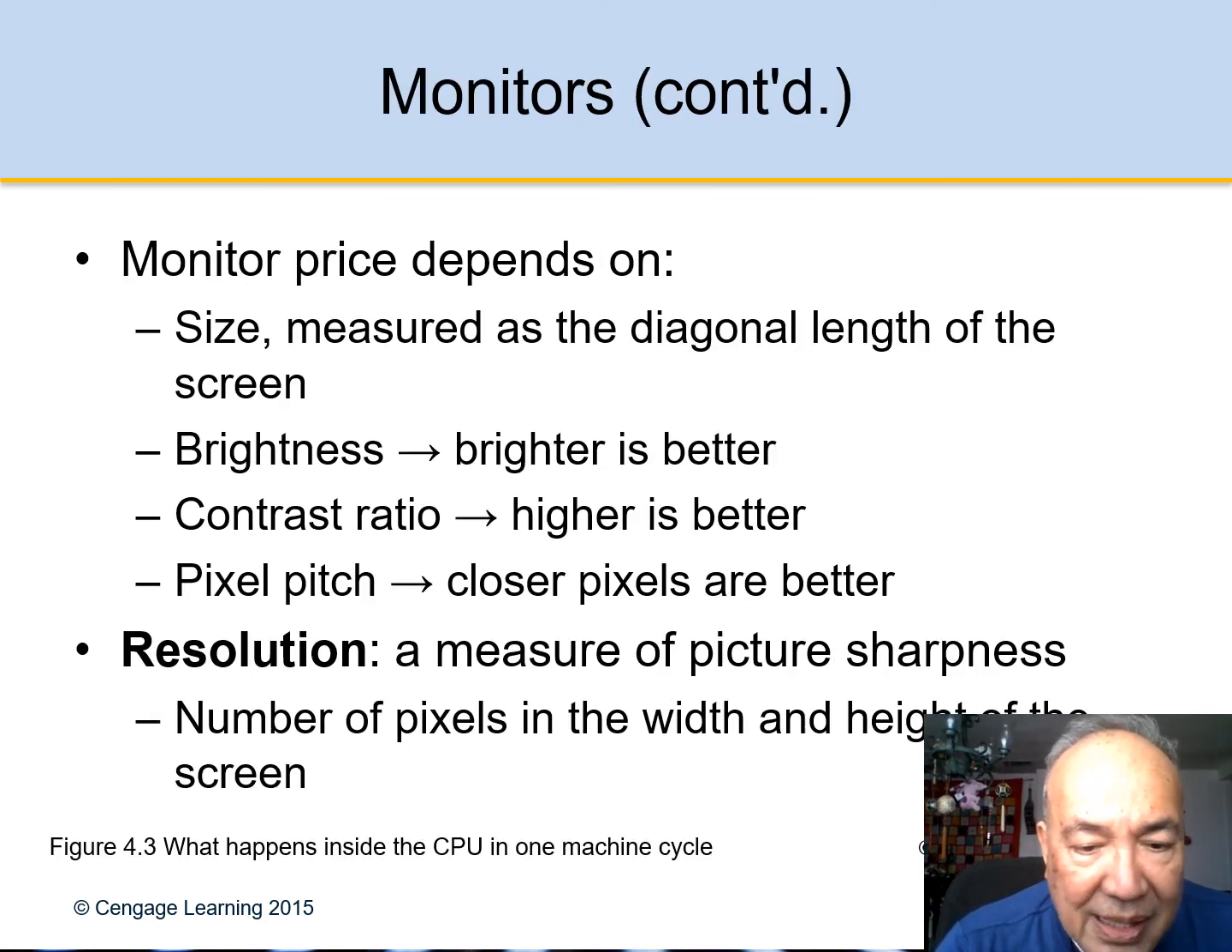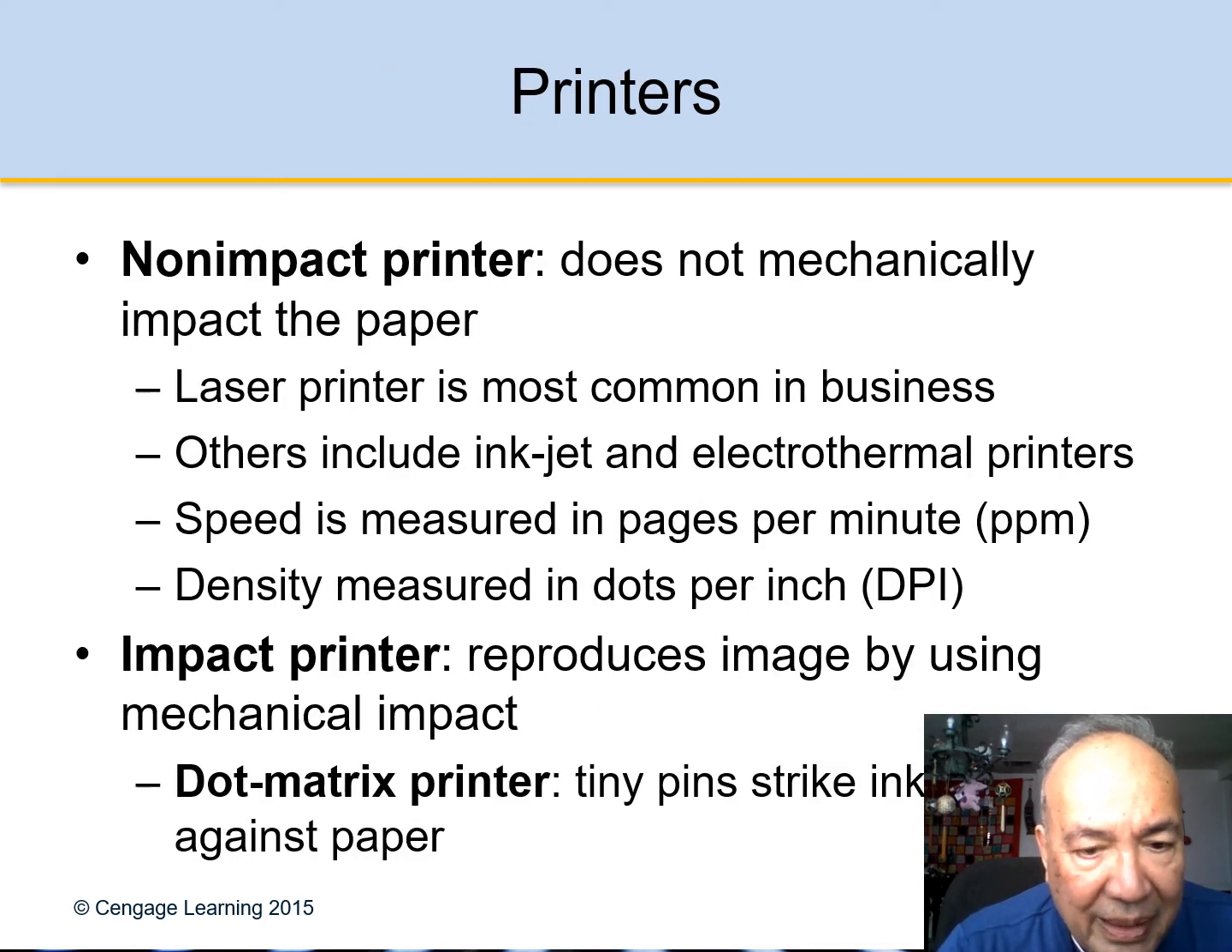So for monitors, the resolution measures the picture sharpness, the number of pixels, the size, the brightness, and the contrast, whether it's bright or not, and then you have the pixel pitch. Now you have the printers. Non-impact printers do not mechanically impact the paper, and then you have impact printers. Now my printer is a non-impact printer, but it's a cheap one that I have.